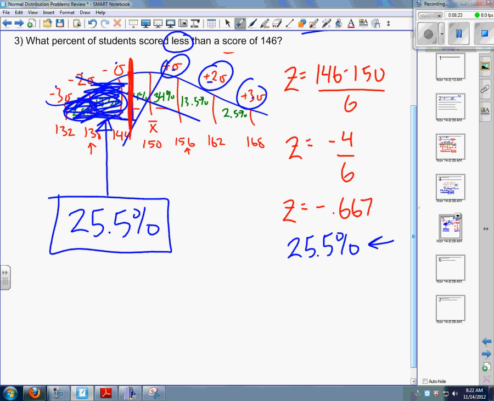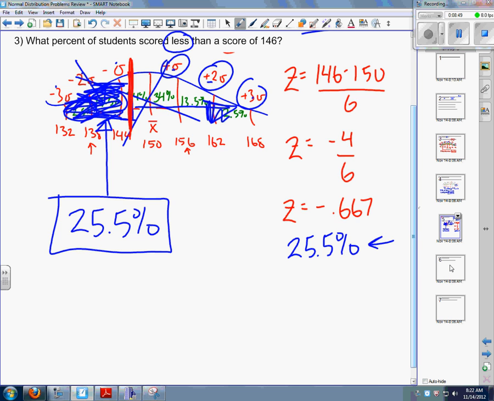Now, if I change the question to what percent of students scored more than a 146, we would want everything this way. We would do the problem exactly the same, but the table's still going to tell us 25.5%, but that's always going to be this part, so we would just subtract from 100%. Okay, so that's why you draw a picture so your answer always makes sense.